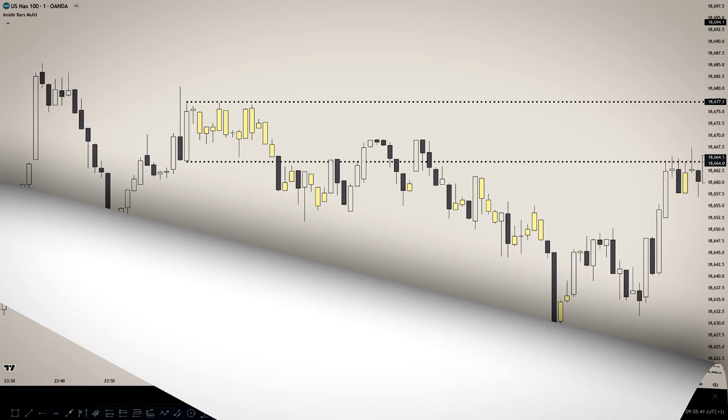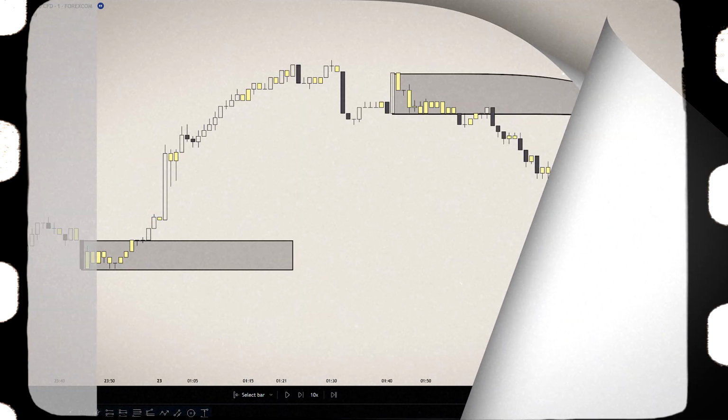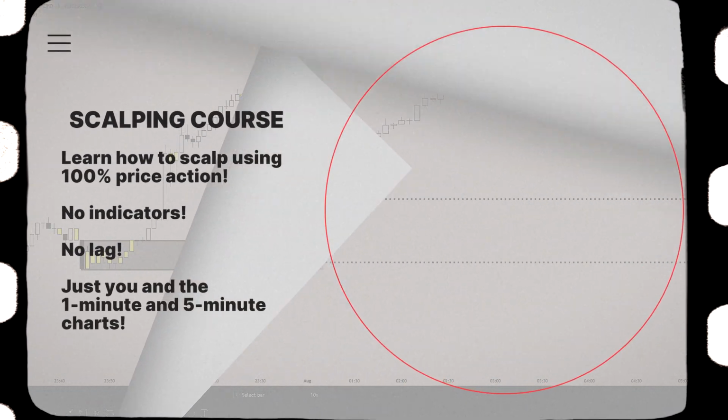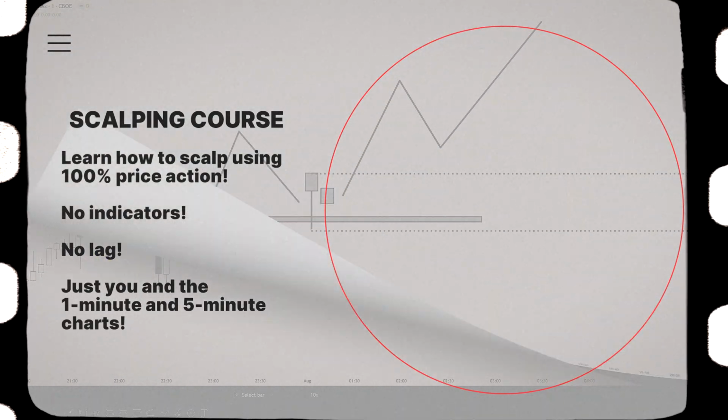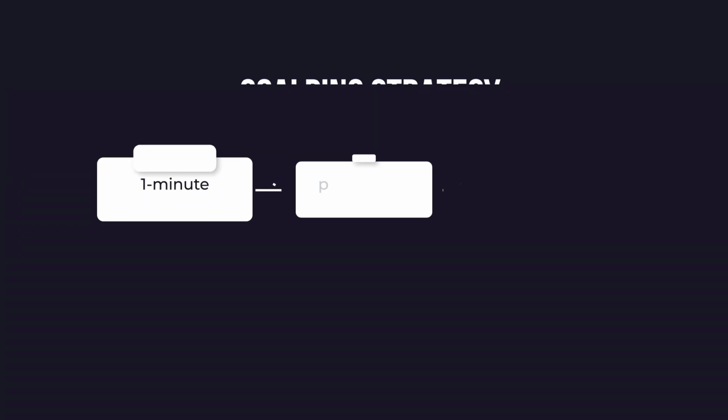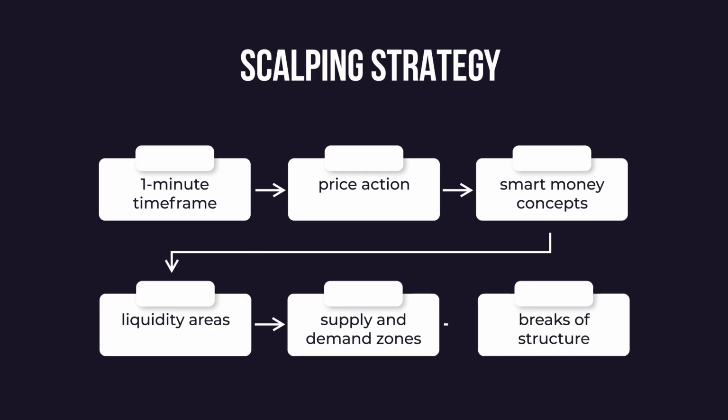If you are a scalper, then you definitely must try out this scalping strategy. No indicators, no lag, just pure price action. We'll look for signals on the 1-minute time frame, using only price action and some basic smart money concepts like liquidity, supply and demand zones, and breaks of structure.